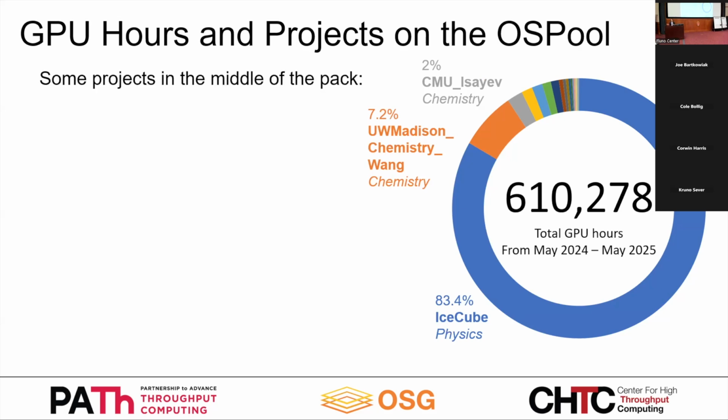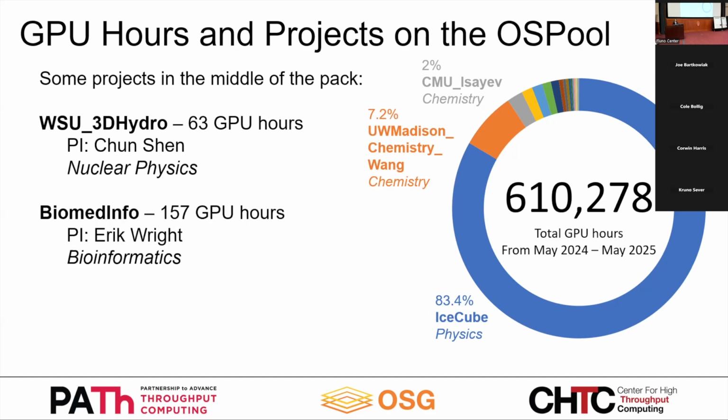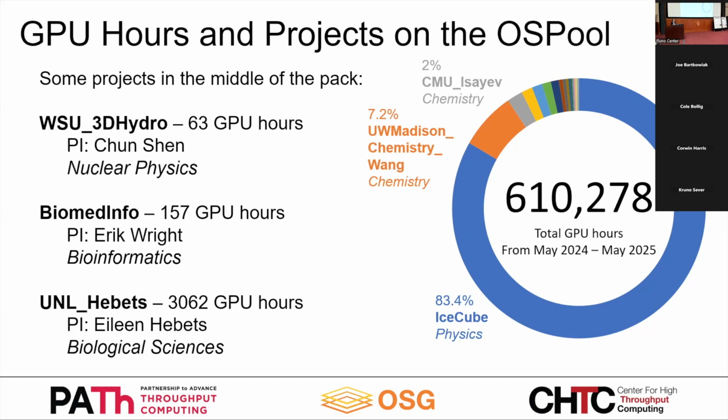But if we look at some of the projects in the middle of the pack, you'll see that we have a Wayne State University project, Chun Shen, doing nuclear physics. Also in the middle, you'll see that Eric Wright's project has about 157 GPU hours, so that's pretty cool. And our David Swanson awardee, she has put in over 3,000 GPU hours on the OSPool, and so she's ranked number 8 in our leaderboard. So this could be you, or this could be some of the researchers you support. And so we want more researchers doing more GPU jobs on the Open Science Pool.